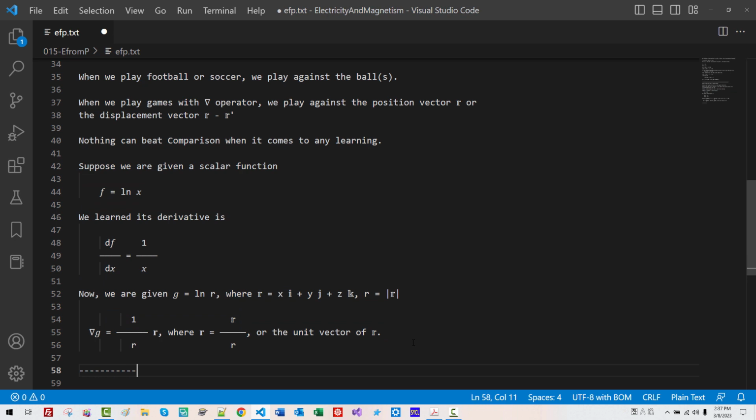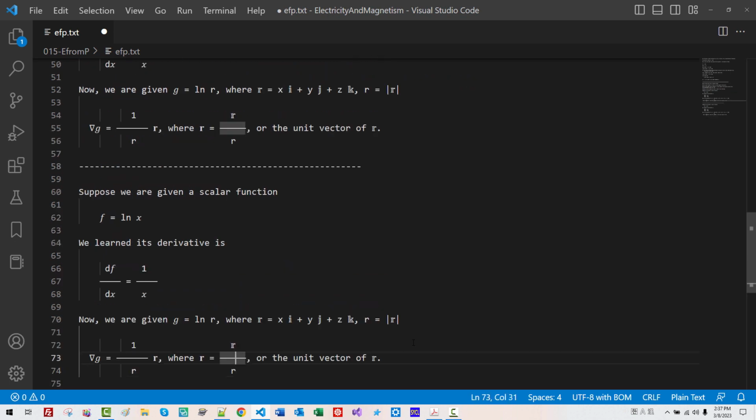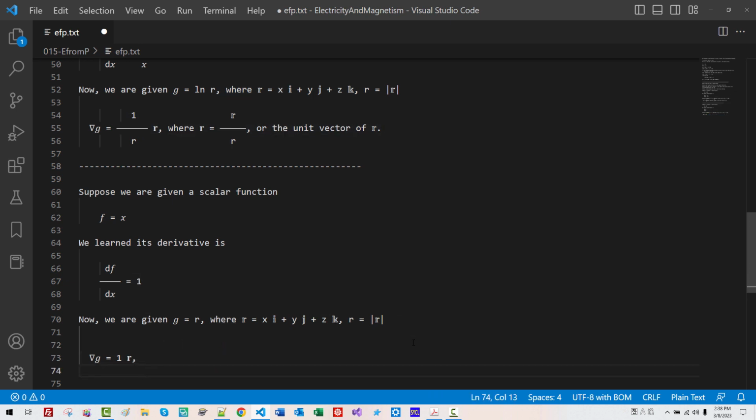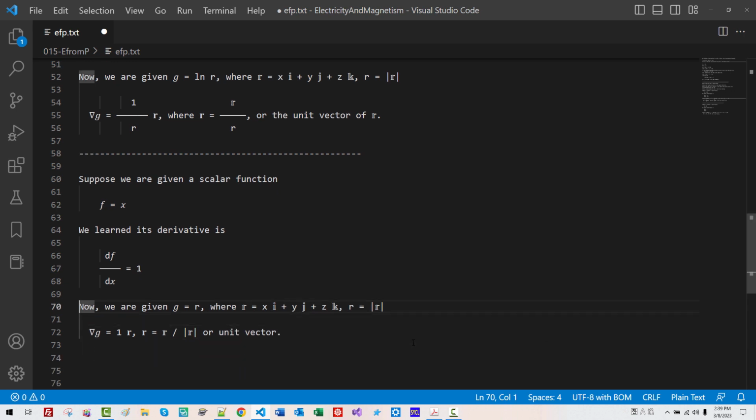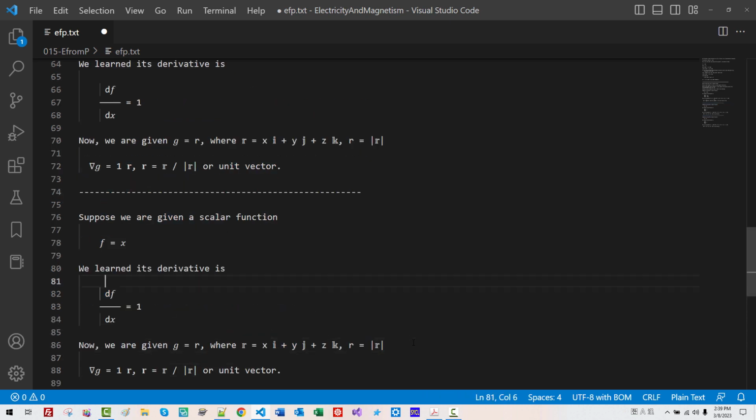Copy. I will make a demarcation. Paste. Now our function is simply x. We learned its derivative is 1, like this. Now we are given r. It should be 1, but a unit vector. I will remove this part. This r-hat equals r over its magnitude, the unit vector. Because I'm rich and generous, I will give you unsparingly.